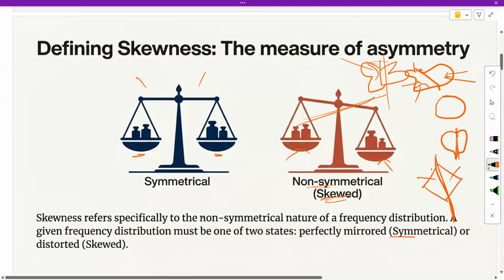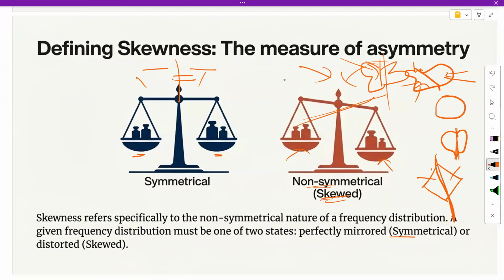When you take a data set, it may be in two states. One, it may be perfectly mirrored. Perfectly mirrored means symmetric. Symmetric means left side and right side, both sides should be equal in the data set. And here, asymmetric means a distorted data set, which is skewed.